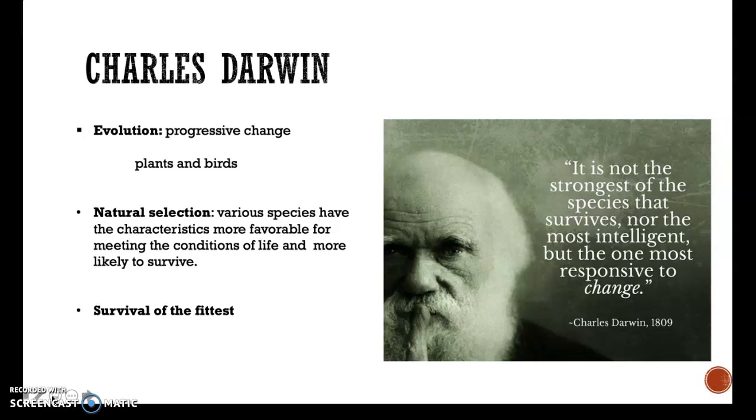And he noticed that the plants and the birds had very similar characteristics. And he realized that some of the plants or some of the birds may look much simpler to more complex. So that's why he was the one who invented the term natural selection, where he believed that certain species are more likely to be favorable to the new environment or meet the conditions of life, and then they will survive. And that's what's called the survival of the fittest.